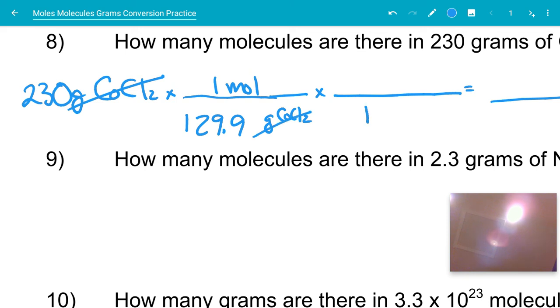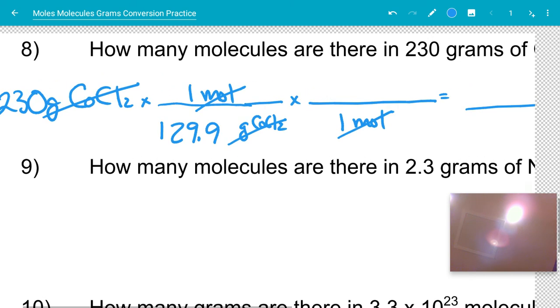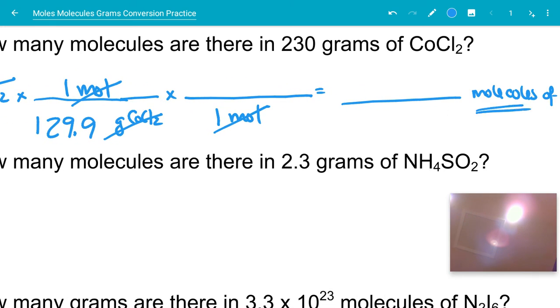I'm left with moles, so moles needs to go on the bottom. That way they will cancel out. And what I'm looking for is molecules. And so I want the top to be molecules of that COCl2. And the molecules in 1 mole is always 6.02 times 10 to the 23rd.